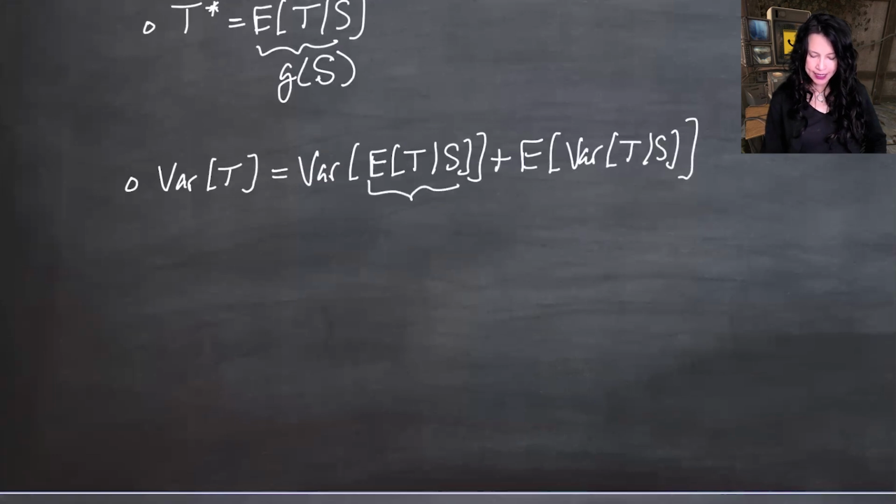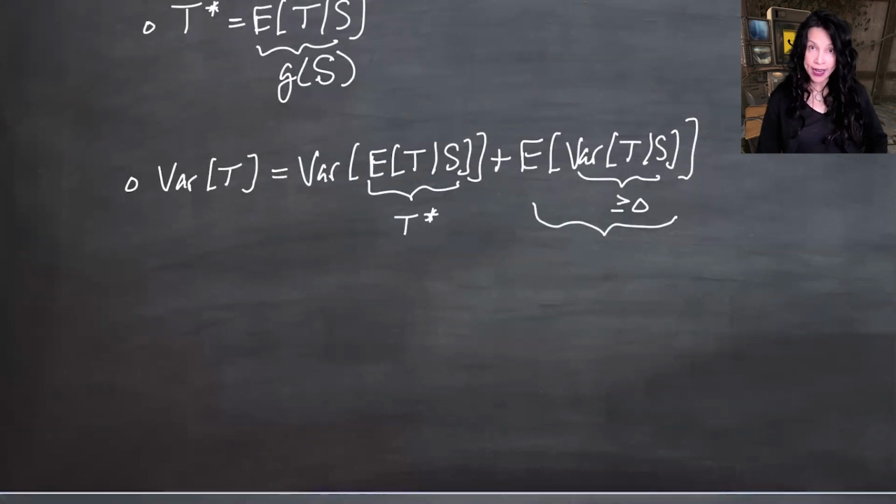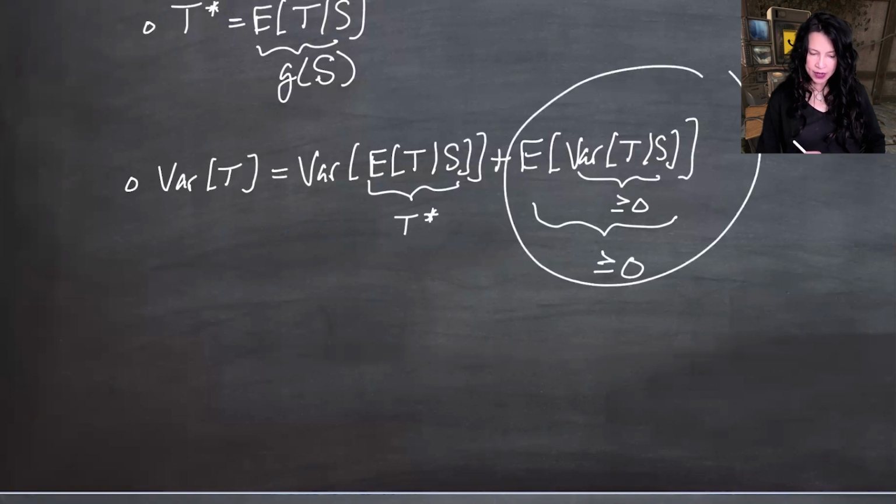This inside is T star. Now, variance is always non-negative. So if you were to average a random variable that came from computing a variance, this is non-negative. So if I were to drop this final term, I would get something smaller. That's what I'm going to do. This whole thing is greater than or equal to the first term, which is the variance of T star.